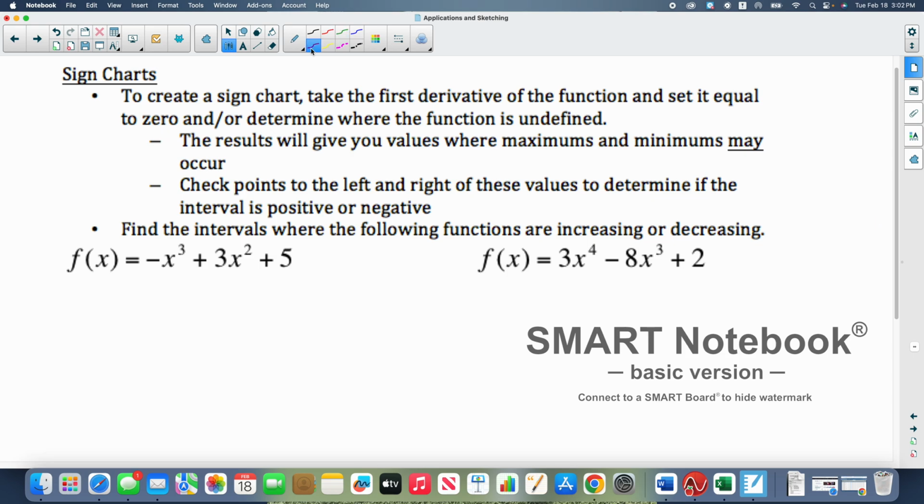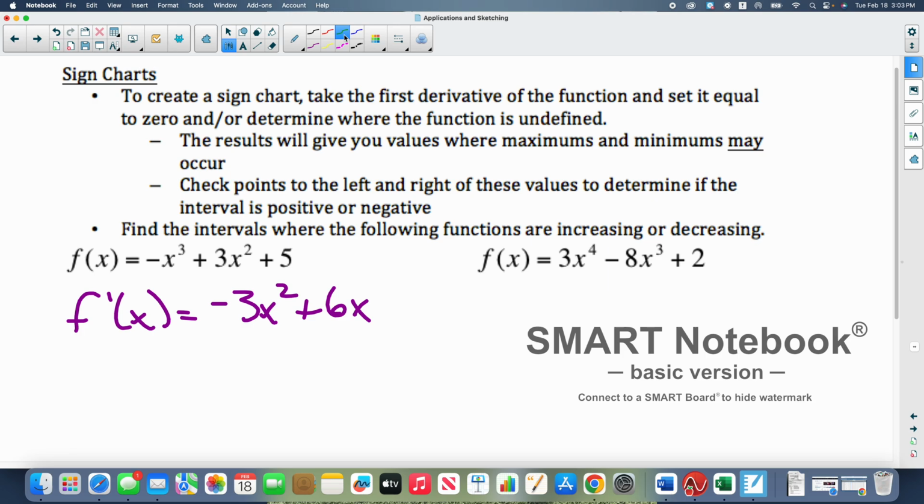So this first problem here. I'm going to take the derivative of this. So the derivative of this would be negative 3x squared plus 6x. By the way, what is a derivative? What does it stand for? Say again. Slope. What did you say? Okay. Yeah, it's the slope of the tangent line. Okay. So this is all about slope.